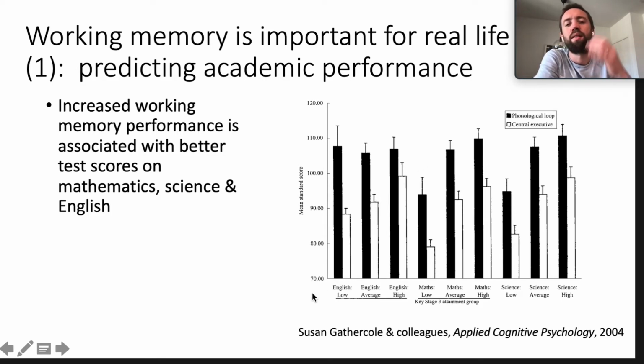So this tells us that this basic cognitive function, working memory, can have knock-on consequences on how kids perform in school. And for better or worse, school performance can have quite an important impact on access to university, further education, and access to particular jobs.